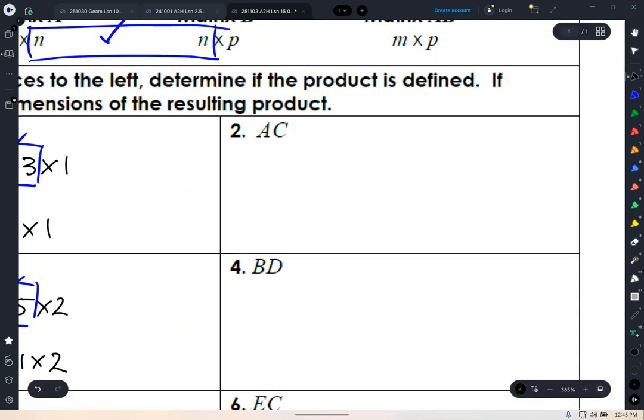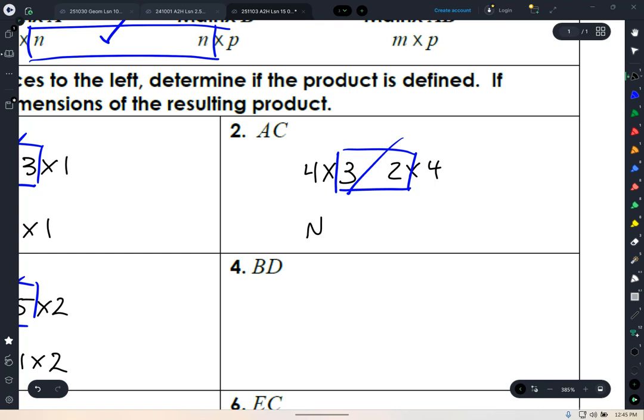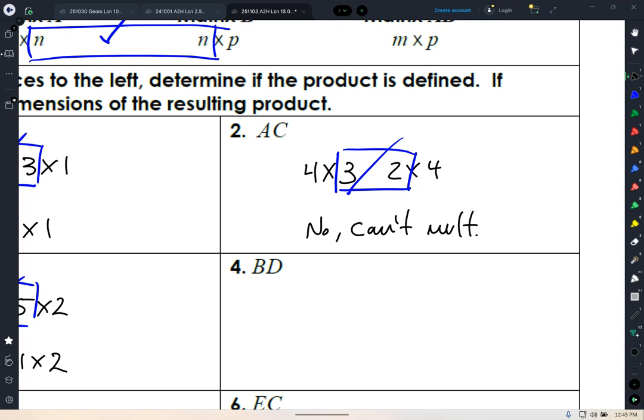Nice. How about AC? What's the dimensions for A again? 4 by 3, right? What are the dimensions for C? 2 by 4. Let's check our verification. Does that work? Just draw a line through it like that. And then you can say, no, can't multiply. And for your formative, that means you'll fill in all of your answer boxes with an NA. But it should be pretty easy to do.